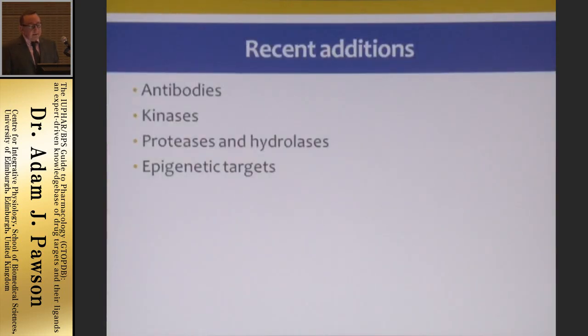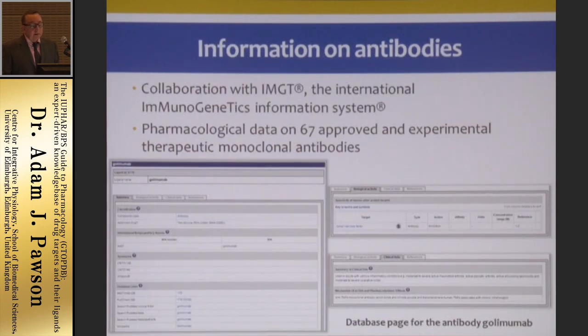Right, so just recently we started adding information on antibodies, kinases, proteases, and also epigenetic targets into the database. So we have a collaboration with the International Immunogenetics Information System, IMGT, and we provide data on 67 approved and experimental therapeutic monoclonal antibodies. So this is a page for golimumab, for example, and its biological activity and clinical data.